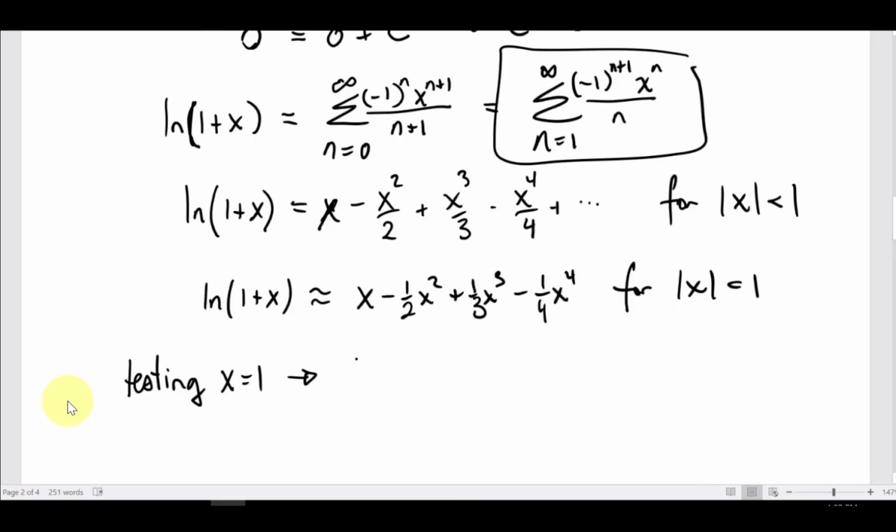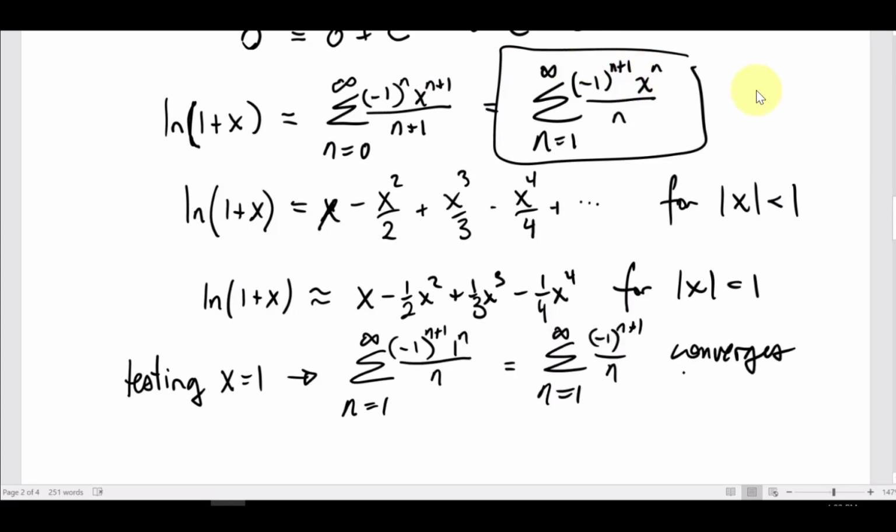So let's test x equal 1 and see whether or not it converges. So I'm going to put x equal 1 right into this. Now that's a convergent series by the alternating series test, right? It's alternating. You've got the terms 1 over n in absolute value that are going to decrease and go to 0. So this converges by the alternating series test. Notice, though, that it is conditionally convergent, because if you did get rid of the alternating sign, you have the harmonic series. You have 1 over n, and that diverges.